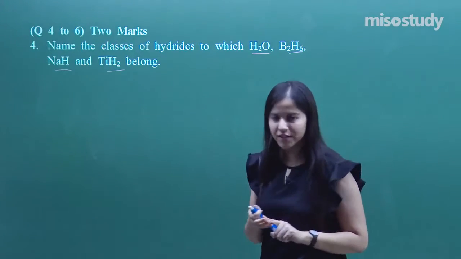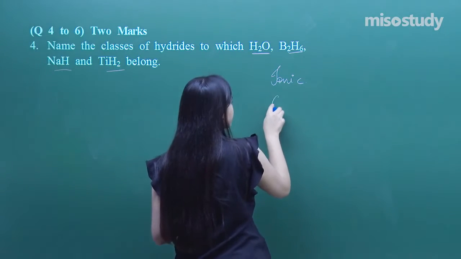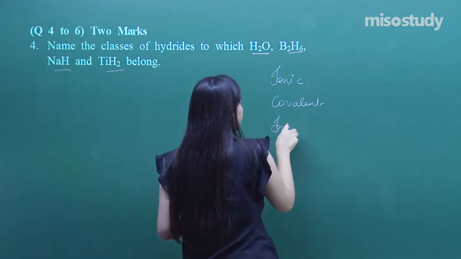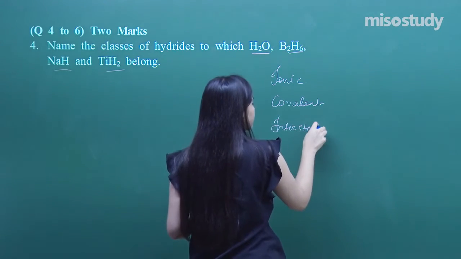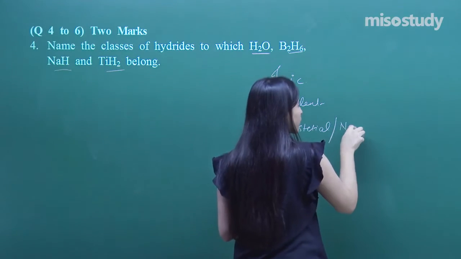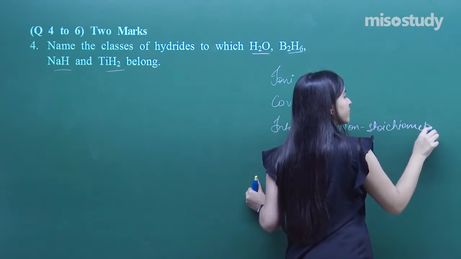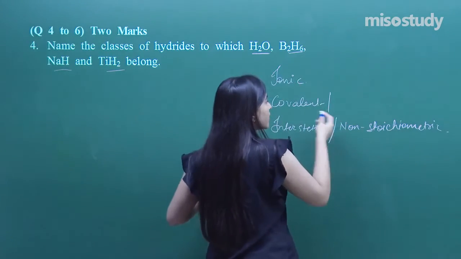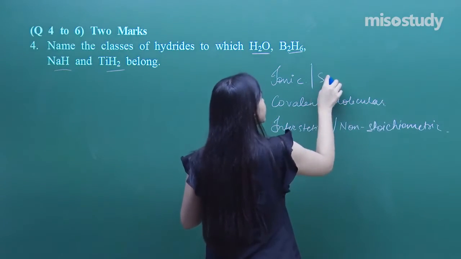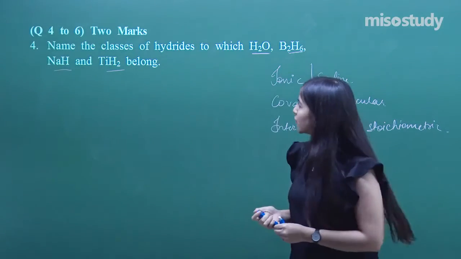So we have learned 3 types: one is ionic, next is covalent, and the next is interstitial, also known as non-stoichiometric. Yes, remember this? Covalent or molecular, ionic or saline. Clear? Okay, now let us just classify these 4.